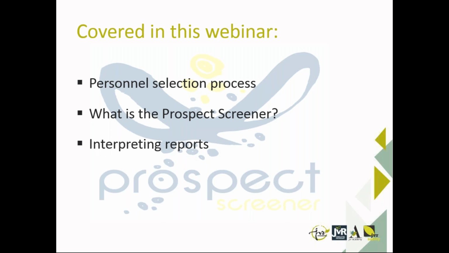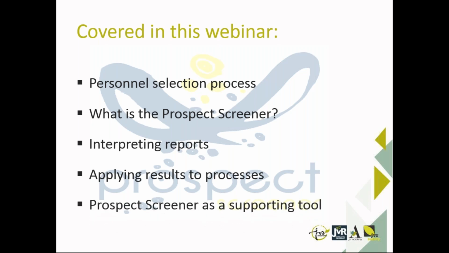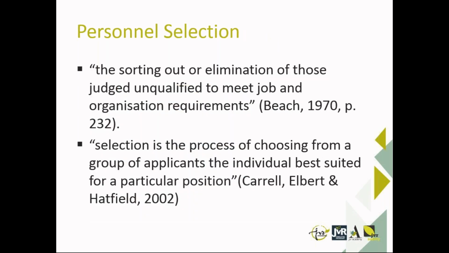Then we're going to look at interpreting reports from the prospect screener. Both individual reports and group reports will be considered. We're then going to look at how we can apply these results to our personnel selection process. Lastly, we're going to see the prospect screener as a supporting tool. Remember that this is not to be used in isolation, but rather other assessments need to be considered further down in the process after getting results from the prospect screener. So let's start with personnel selection.